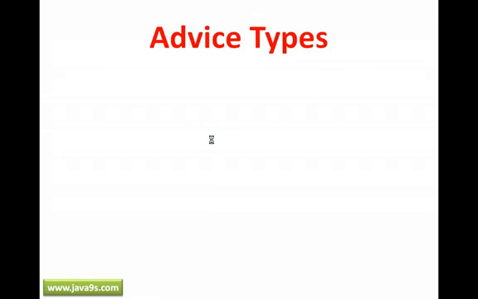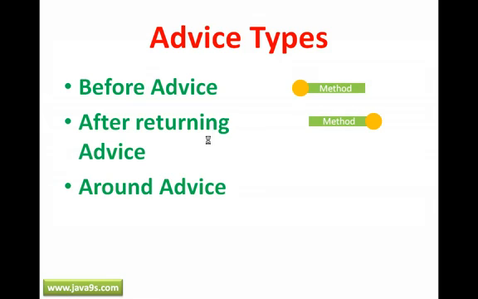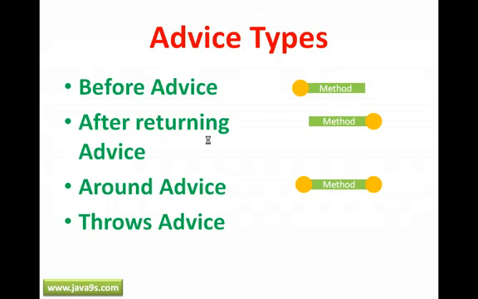Now coming to the advice types, we have seen the definitions of AOP. Let us discuss what kinds of advices are actually present in AOP. We have before advice, with which we can execute the advisor code before the method is invoked. After returning advice can be used to apply the advice after the method successfully finishes its execution. With the around advice, we can apply the advice before and after the method execution. Then comes the throws advice, which can be applied when a method throws an exception during its execution.